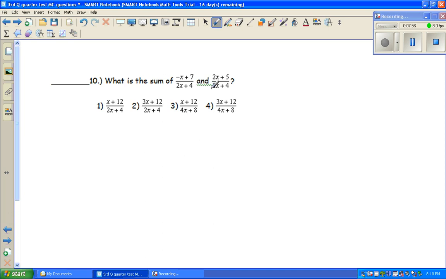What is the sum? When we're looking to add two fractions, we have to make sure that the denominators are the same, and they are. If they're not, then we have to change them. Since they are, we don't. We can just add the numerators straight. So in this case, you have -x plus 7 plus 2x plus 5, all divided by 2x plus 4.